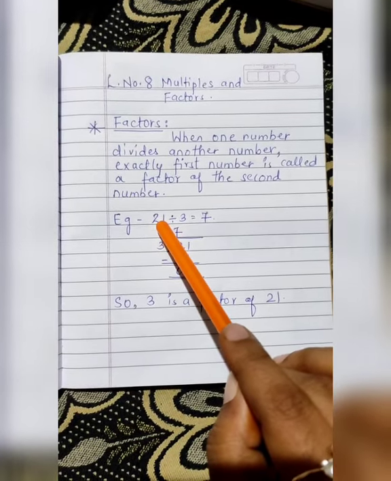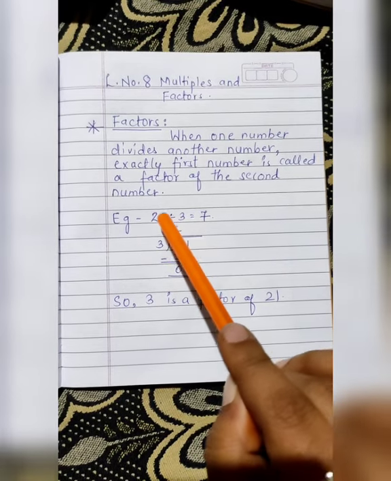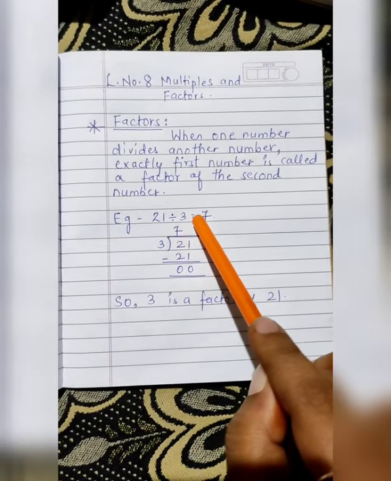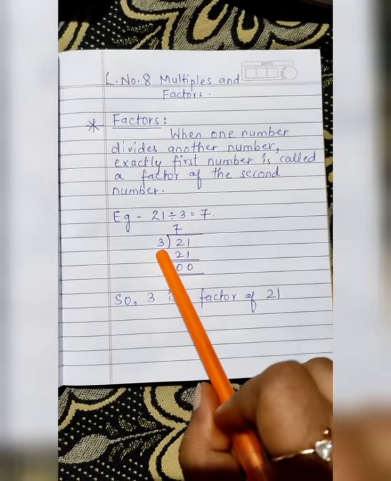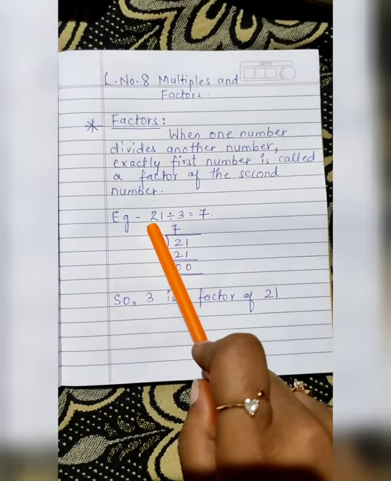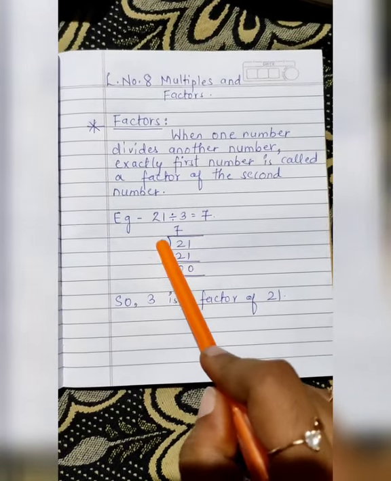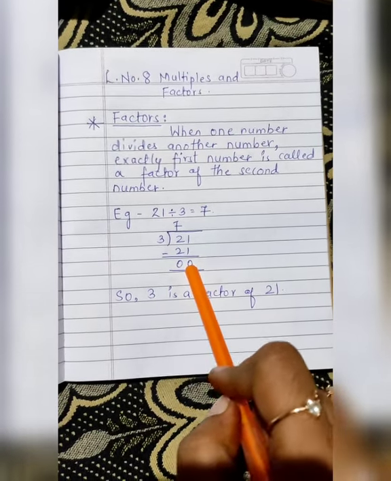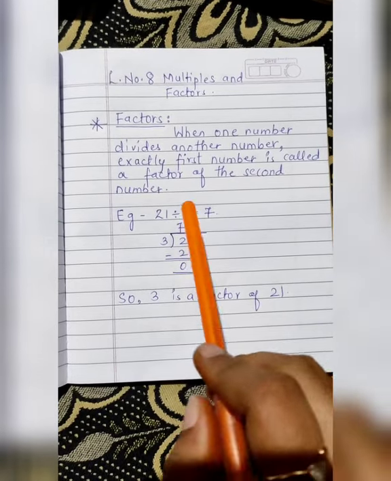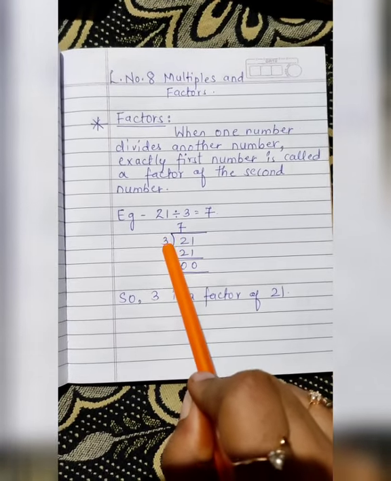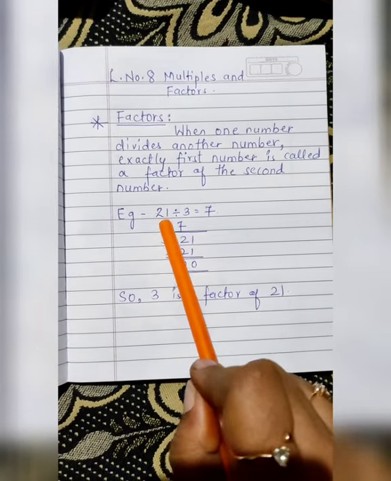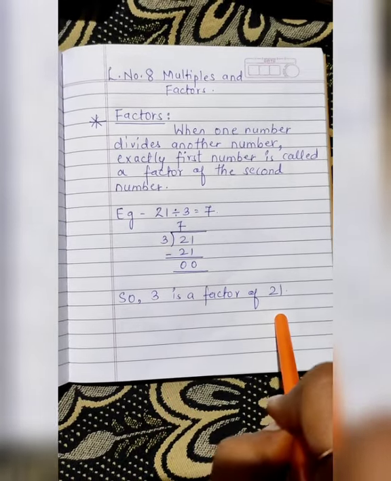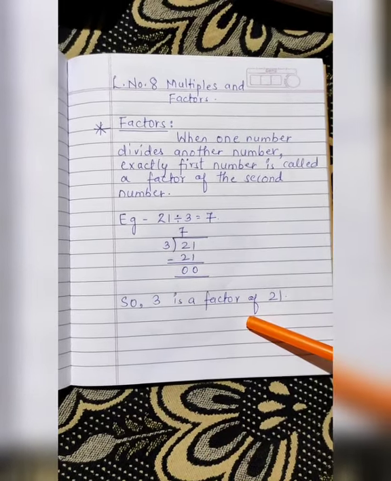So you have to see in which table the number 21 comes. Here it is given already, 21 divided by 3 is equal to 7. That means you have to see that in the 3 table 21 comes at what time. If you divide it, 3 sevens are 21. We have got a remainder of 0. So when the remainder comes as 0, that means the divisor is a factor of the given number. So 3 is a factor of 21. This much you have to write in your book.